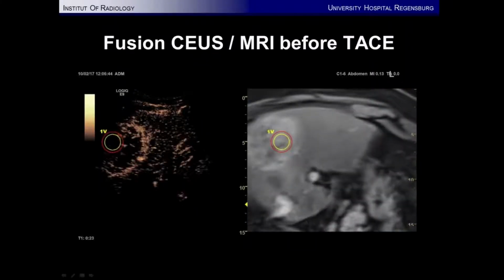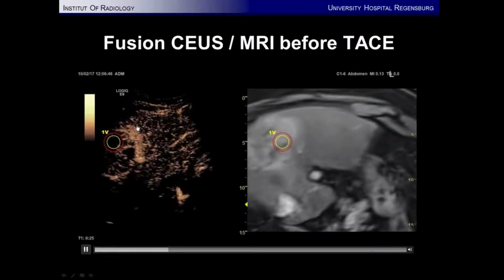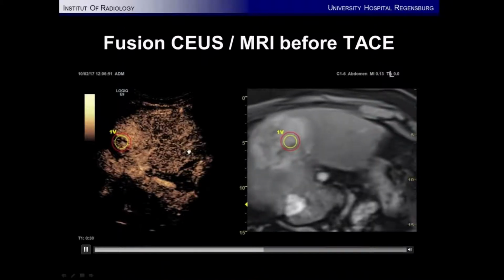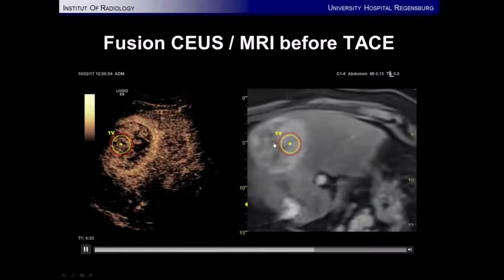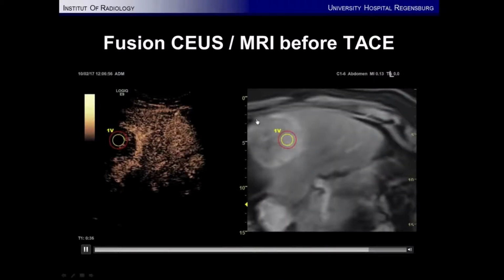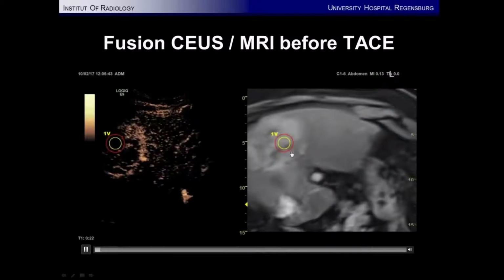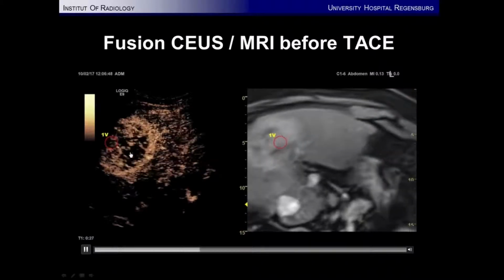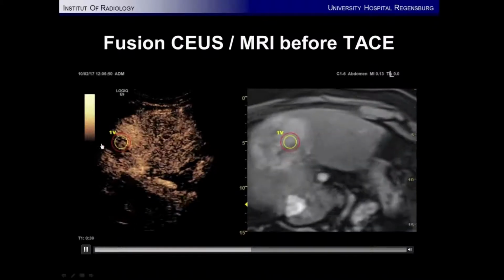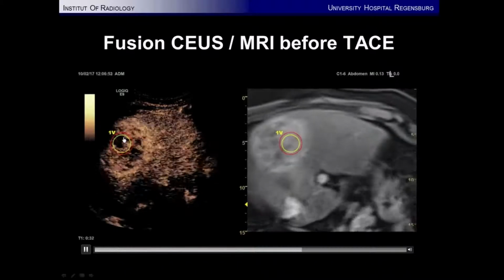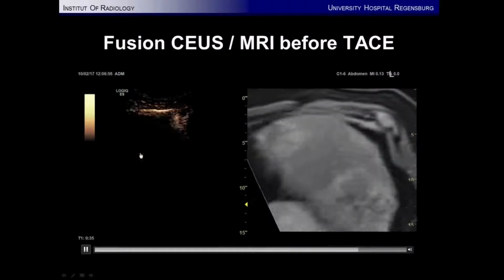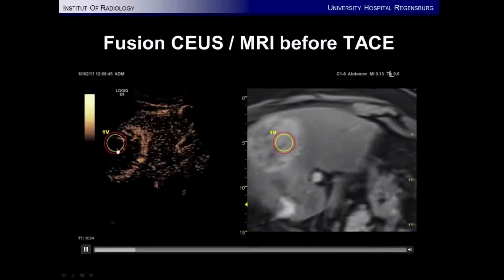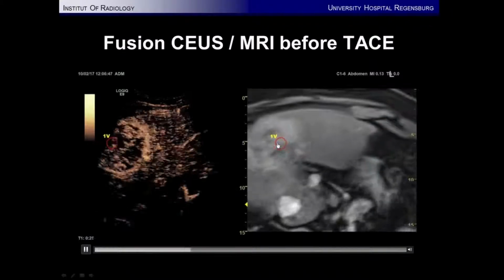Now look at the next steps. What does contrast-enhanced guidance of TACE mean for planning? I use fusion between CEUS and CT or MRI, but look at this. We have an excellent visualization after one part of embolization. We also find new vascularization at the margin of this tumor lesion, and we could see the dynamics using fusion between MRI and CEUS.